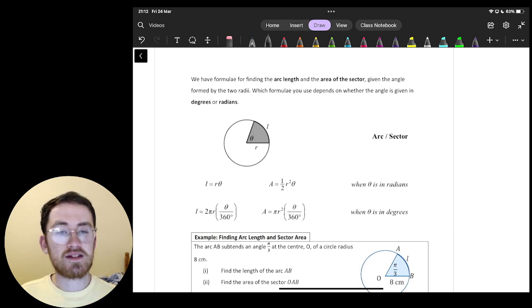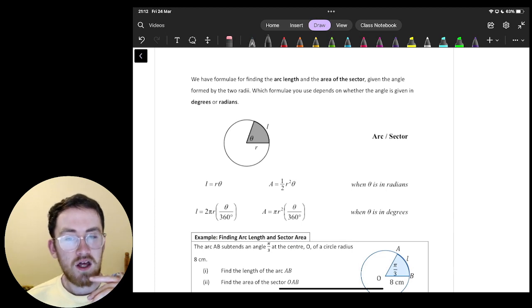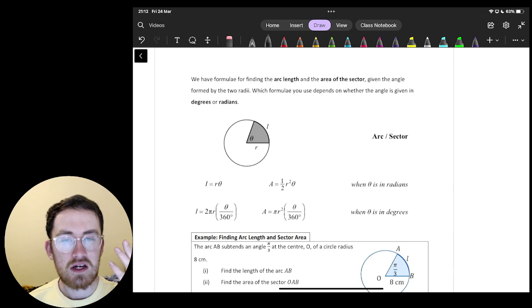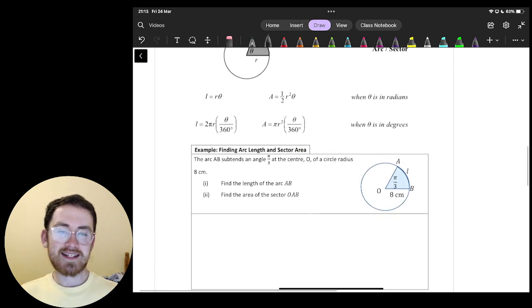So if L is the arc length there, then if we have our angle in radians, our arc length is going to be that angle multiplied by the radius. And the same thing goes for the area. The area of that sector would be a half r squared theta, the angle in radians. So let's see how that works in practice then.